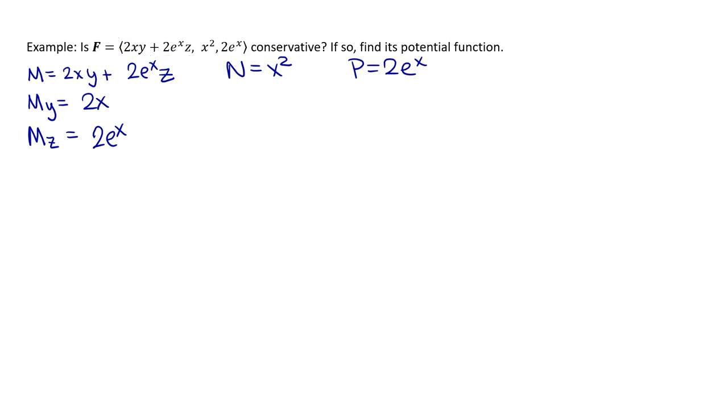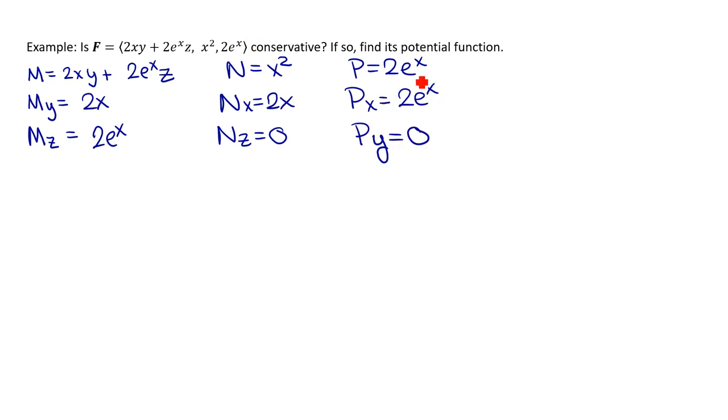Okay, and then my y component, the n, is just x squared. So derivative with respect to x is 2x. Derivative with respect to z is 0. And then finally, the p is 2e to the x. Derivative with respect to x is 2e to the x. Derivative with respect to y is 0.